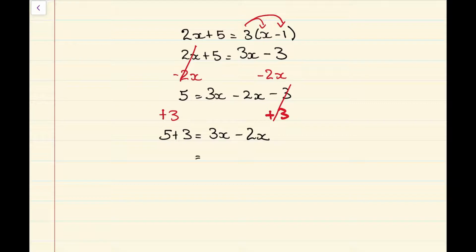We know that 5 plus 3 is 8. And we know that 3x minus 2x is just 1x, which 1x is just x. So we have our answer here as x is equal to 8. That's basically how to solve that question.